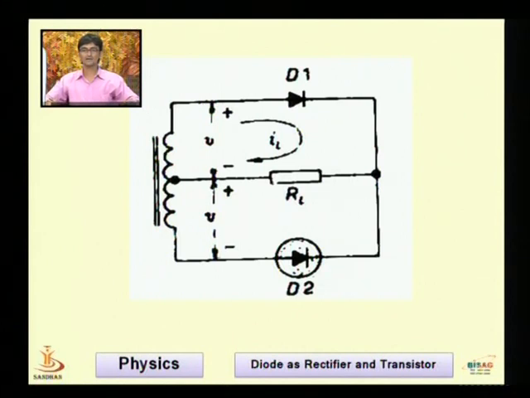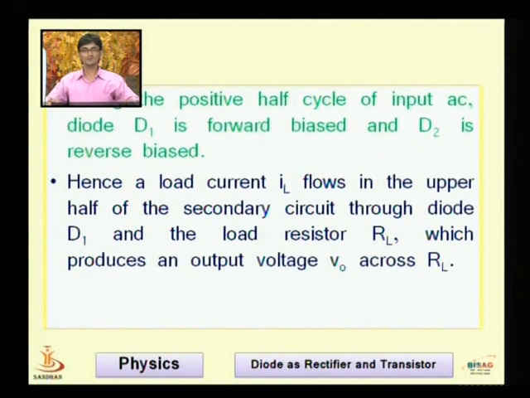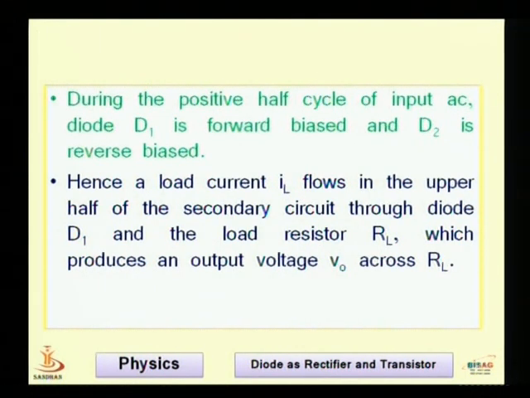So if you try to see, D1 conducts during the positive half cycle, and during that cycle D2 is not going to conduct, and during the negative half cycle D2 conducts and D1 is not going to conduct. So for the positive half cycle of the input AC, diode D1 is forward biased and D2 is reverse biased. Hence, a load current IL flows in the upper half of the secondary circuit through the diode D1 and the load resistor RL, which produces an output voltage V0 across the RL.